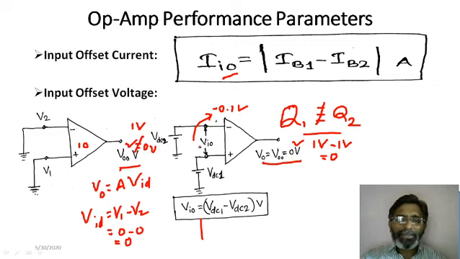In this way I make my output offset voltage equal to 0. The input which I am applying, minus 0.1 volt, is known as input offset voltage, VIO. So VIO is equal to VDC1 minus VDC2. To get this difference voltage equal to minus 0.1 volt, either I can apply the input to only one terminal, or I can apply input to both the terminals. That is up to me.